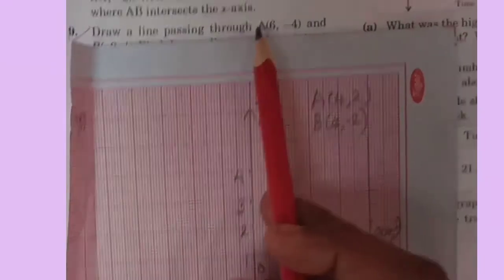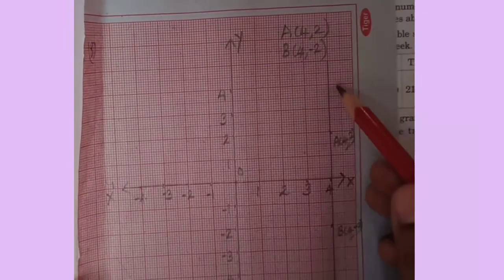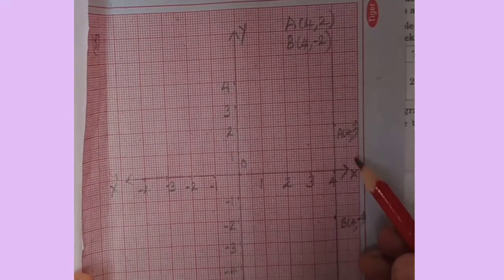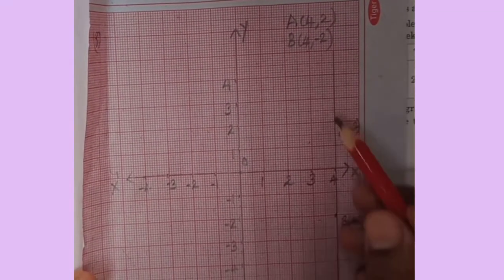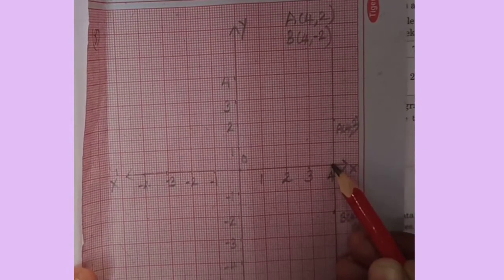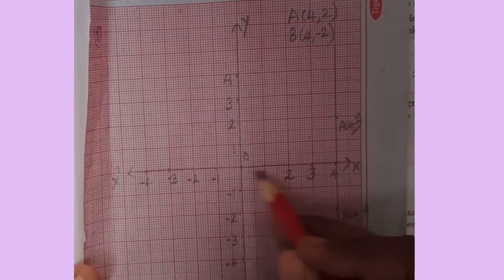Then write the coordinates of the point where AB intersects the x-axis. This is the line AB. We have to write the coordinate of the point where line AB intersects the x-axis. So this is the meeting point.